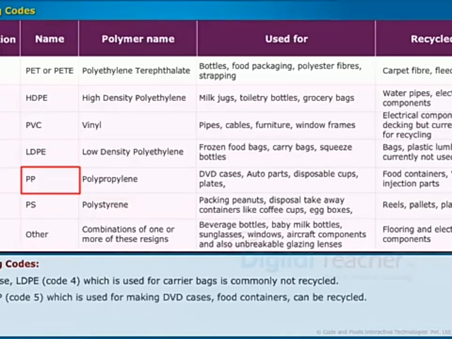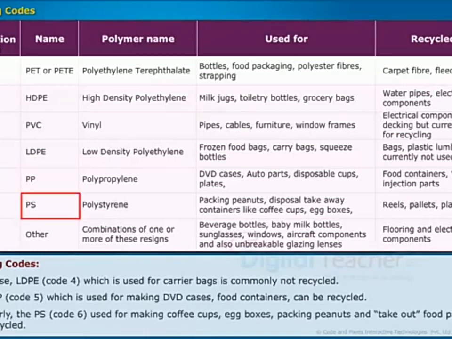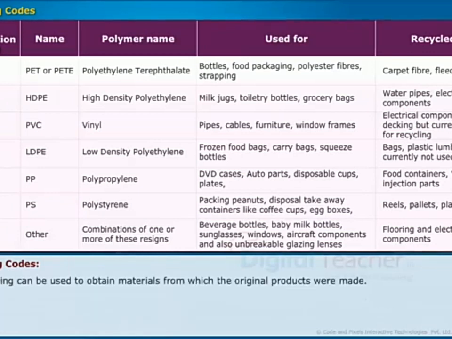The PP code 5, which is used for making DVD cases, food containers, can be recycled. Similarly, the PS code 6, used for making coffee cups, egg boxes, packing peanuts, and take-out food packing, can be recycled. Recycling can be used to obtain materials from which the original products were made.